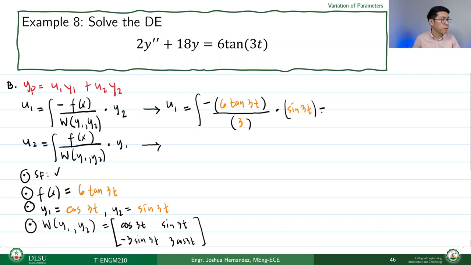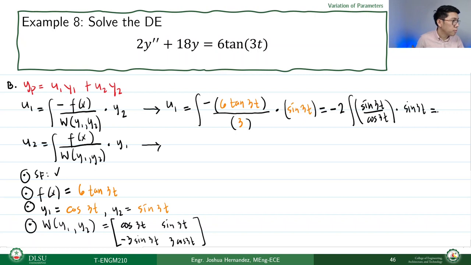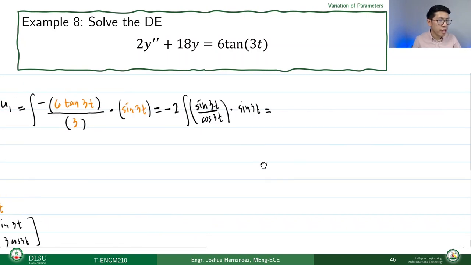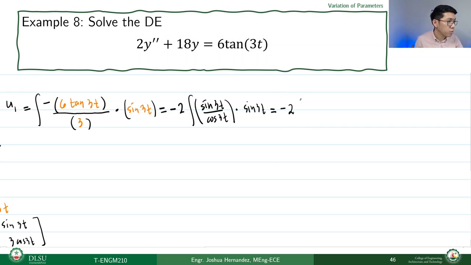Okay, so simplifying, we know that tangent is sine over cosine. So we will have, let us take out the constant first, negative 6 over 3 is 2. Integral of sine 3t over cosine 3t times sine 3t. Of course, there is a dt there. And then multiplying, we are going to arrive at negative 2 integral of sine squared 3t all over cosine 3t.